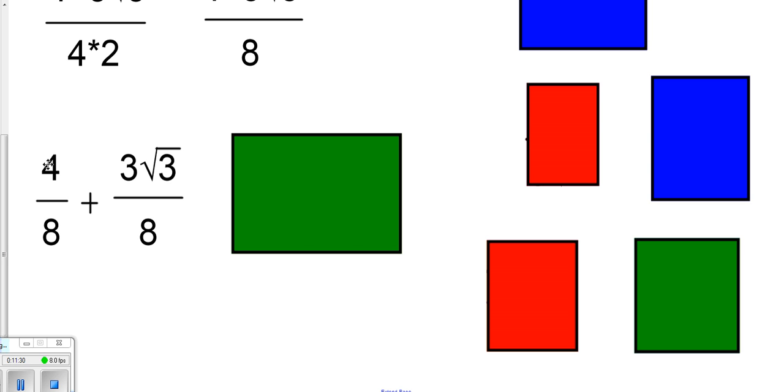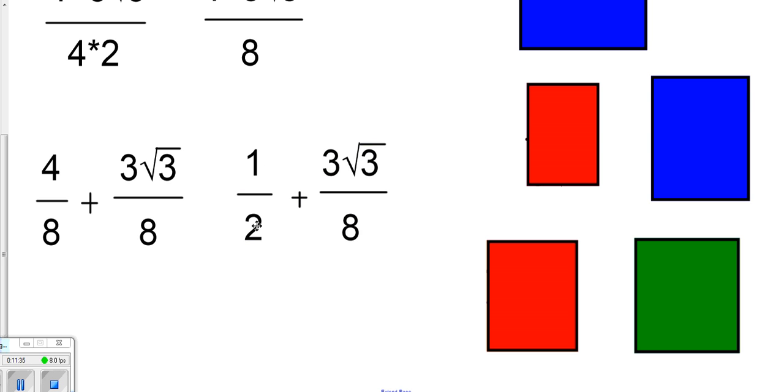Now the only thing we can simplify is this 4 over 8, which has to become 1 over 2. So in the end, your final answer is 1/2 plus 3 square roots of 3 over 8.